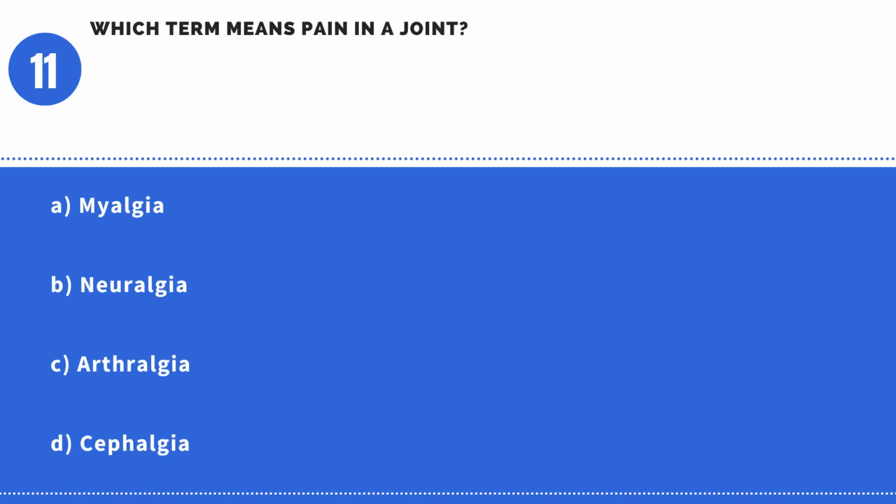Question 11. Which term means pain in a joint? A. Myalgia. B. Neuralgia. C. Arthralgia. D. Cephalgia.